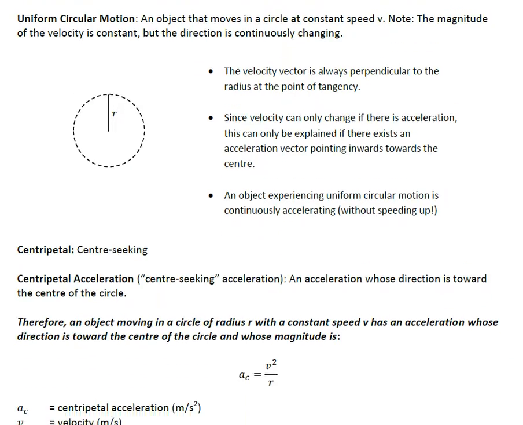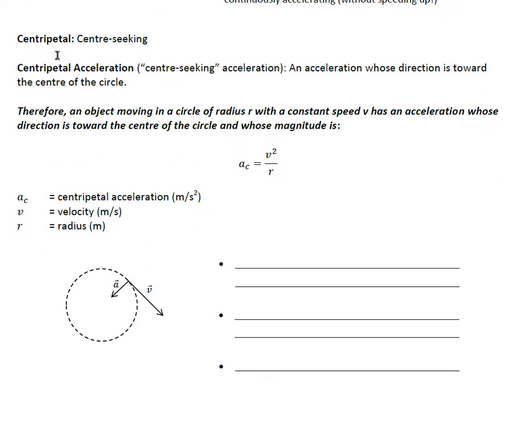Okay, so if we scroll down, centripetal is a center-seeking force, and therefore centripetal. So centripetal acceleration is the center-seeking acceleration. And later on we'll look at centripetal force, which is a center-seeking force. So here we are again. Velocity is tangent to the circle.